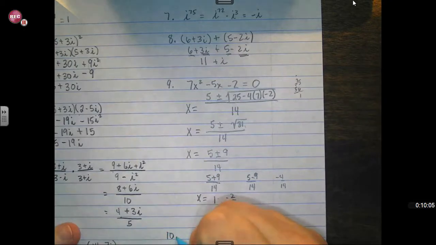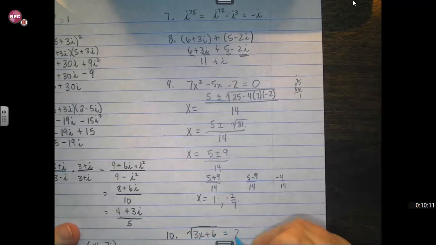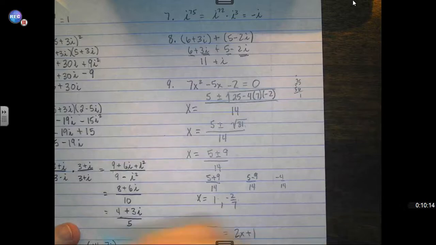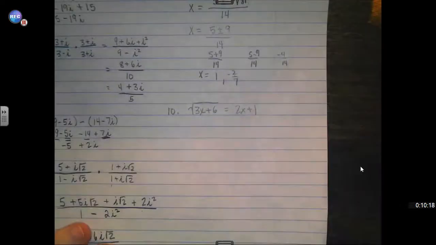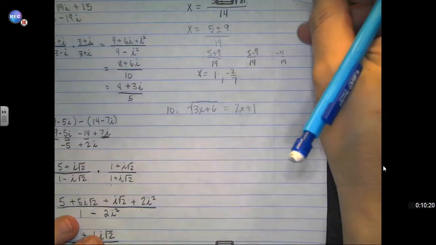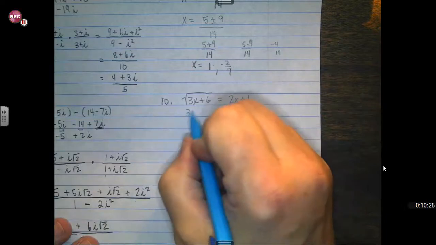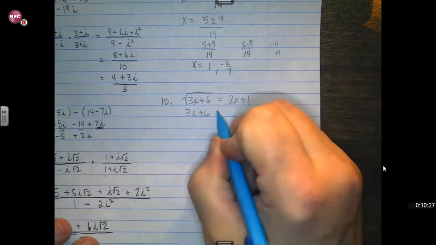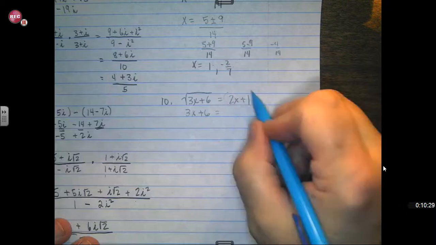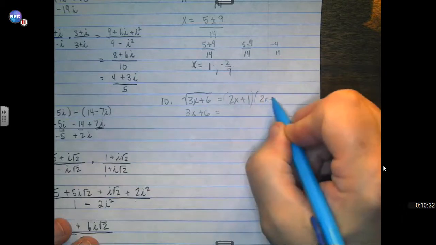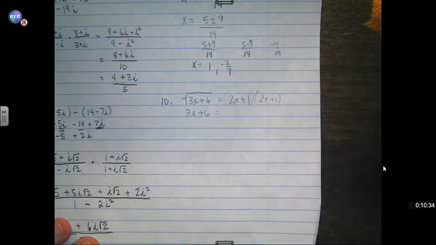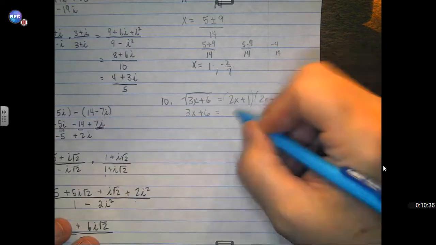So 1 plus the square root of 3x plus 6 equals 2x plus 1. We square both sides to get rid of the radical, so we can solve this easily. So we square both sides. That gives us 3x plus 6 over here. And again, to square this means we're going to take 2x plus 1 times 2x plus 1. And we have to FOIL that. We're going to get a trinomial.